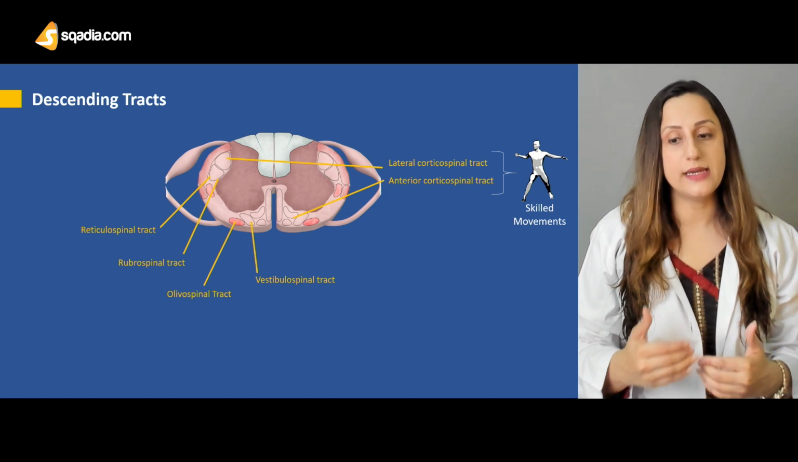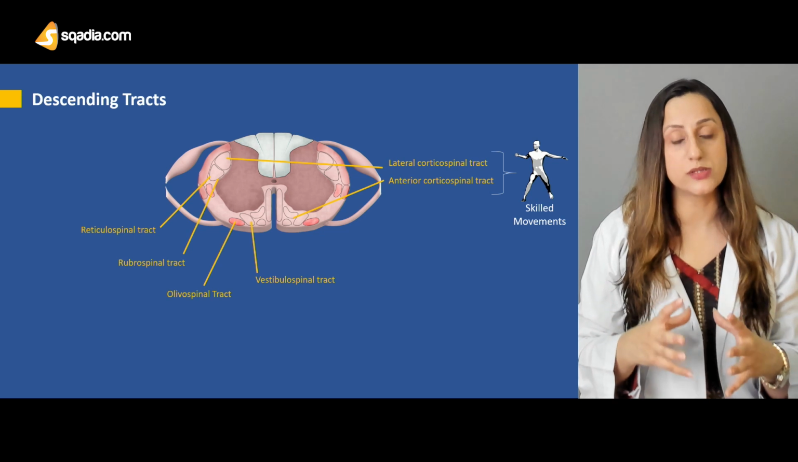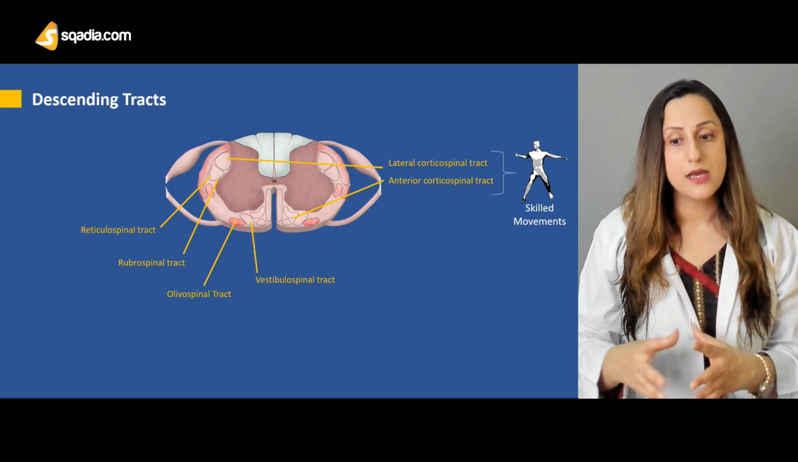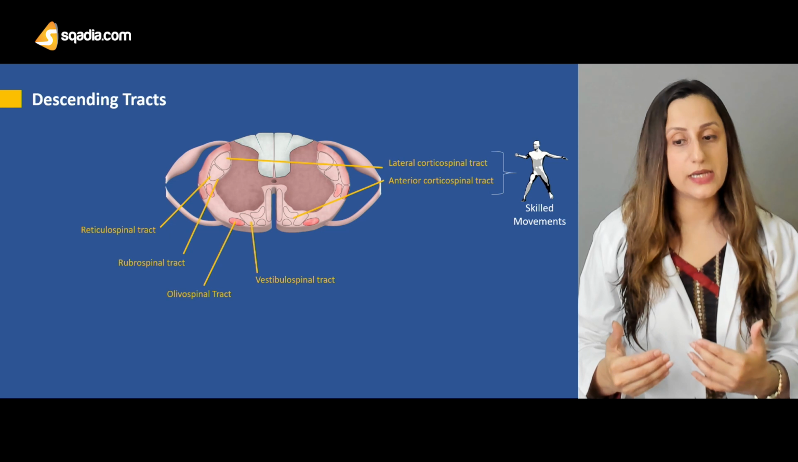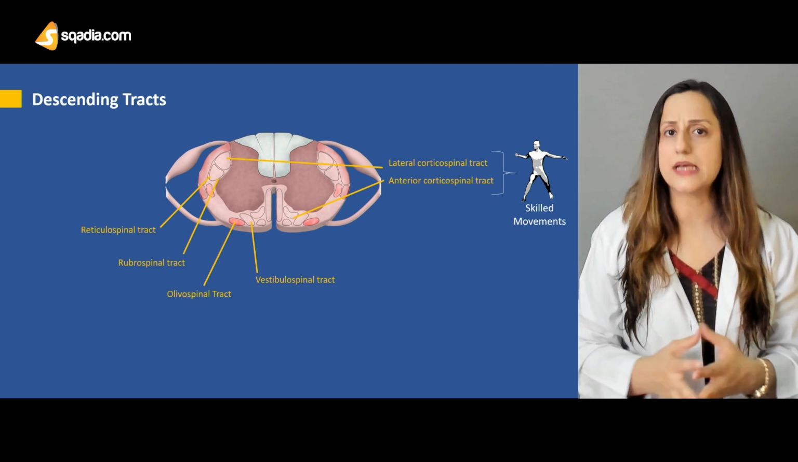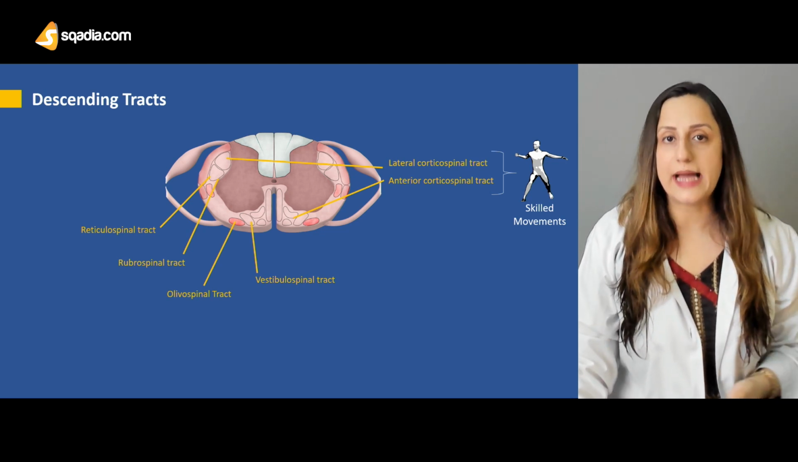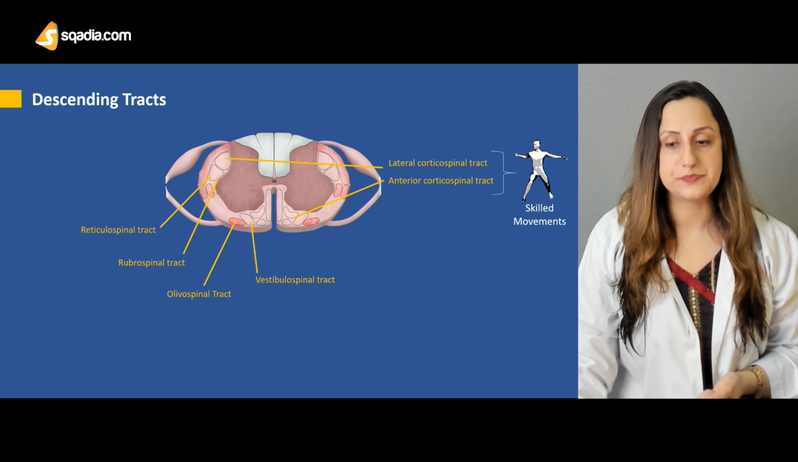And usually, there are a lot of memory channels that are running along these particular tracts. So that is why they're involved in the voluntary kind of actions and voluntary kind of movements, either flexions, extensions, or even the rotational kind of movements that they're going to perform.